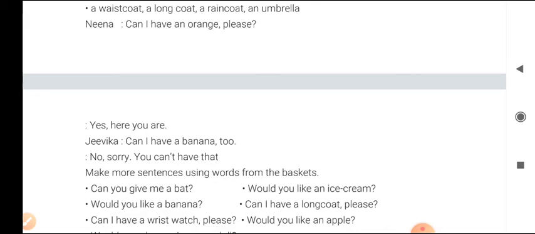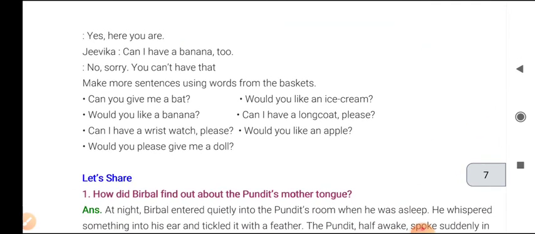Make more sentences using words from the basket. Can you give me a bat? Would you like a banana? Can I have a red watch, please? Would you please give me a doll? Would you like an ice cream? Can I have a long coat, please? Would you like an apple?